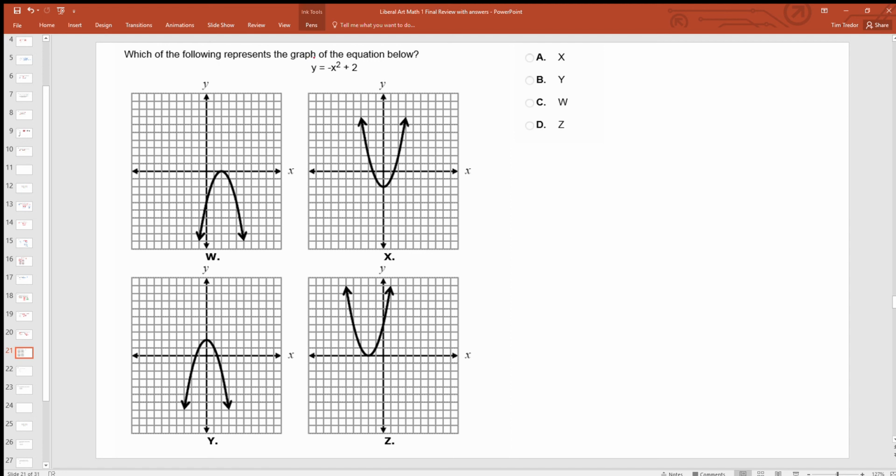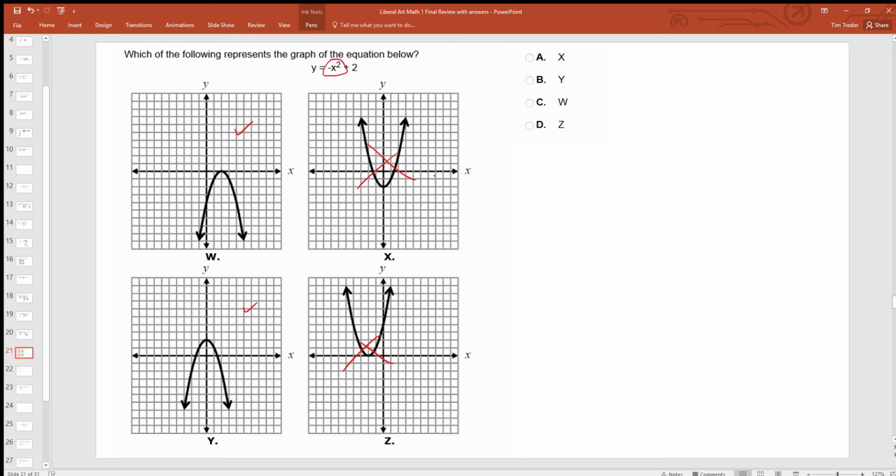Which of the following represents the graph of the equation below? All right, so I've got 4 graphs, 4 parabolas. If we look at our equation, the first thing I notice is that the x squared is negative, which means this one or this one. These two are automatically out, because the parabola opens down because of the minus.